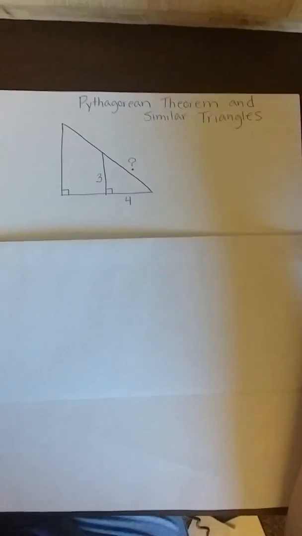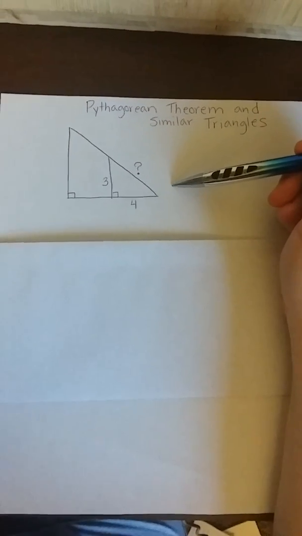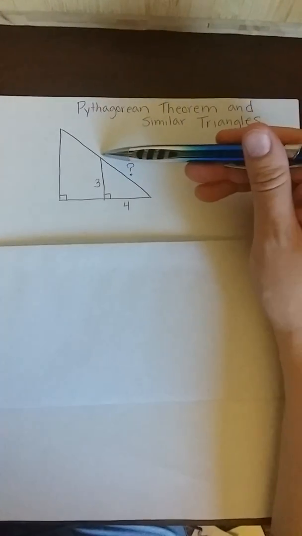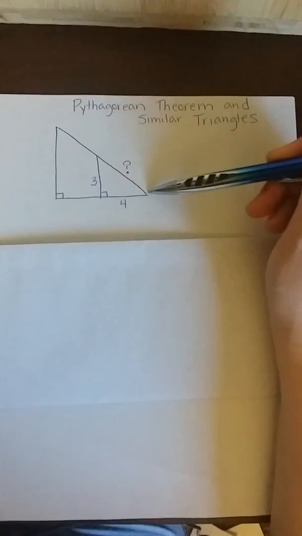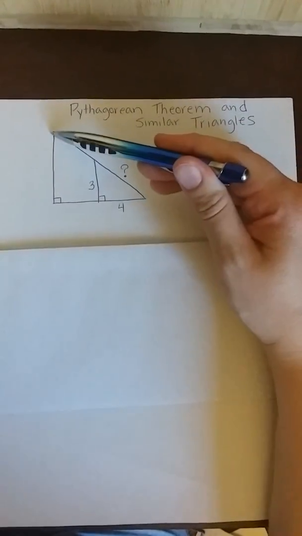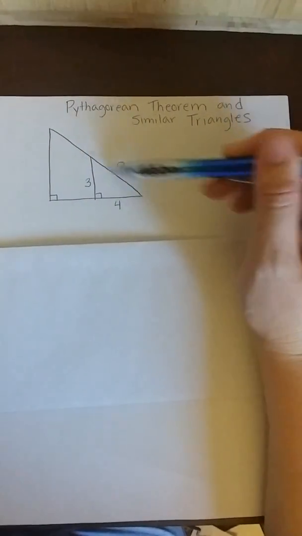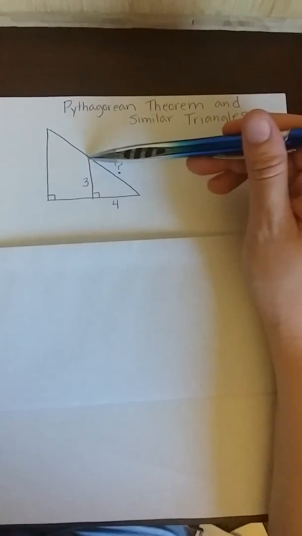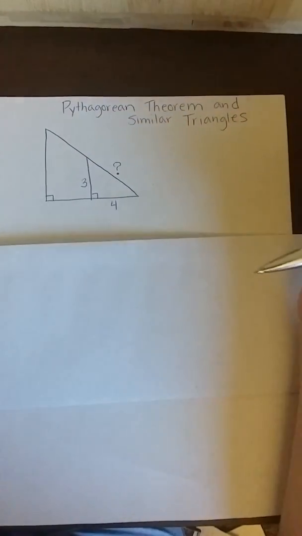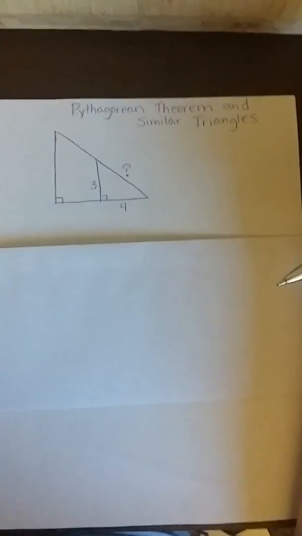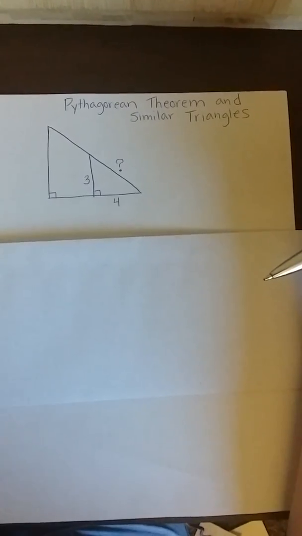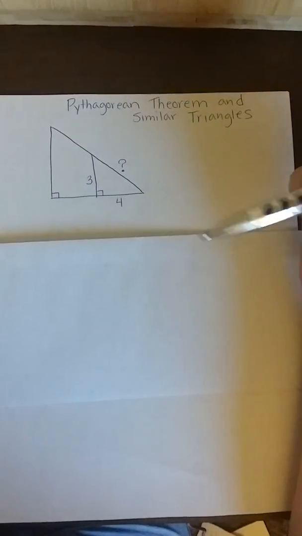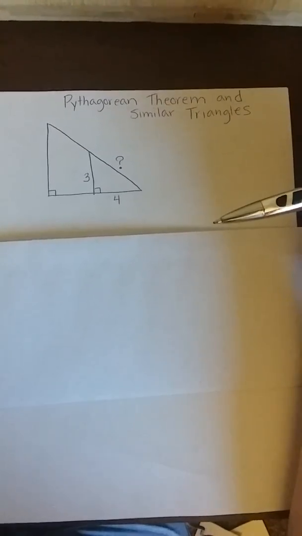So for example, in this first problem here, we have two similar triangles. We have a small triangle here, and it is similar to this larger big triangle. We're given two sides, 3 and 4, and we're missing this third side. So, should I use the Pythagorean theorem or similar triangles? In this case, I should use the Pythagorean theorem.